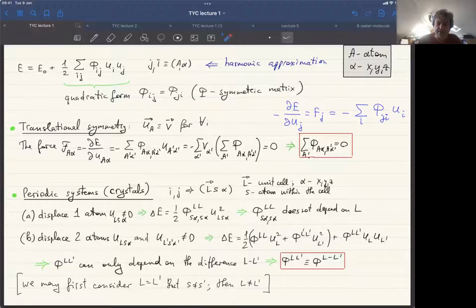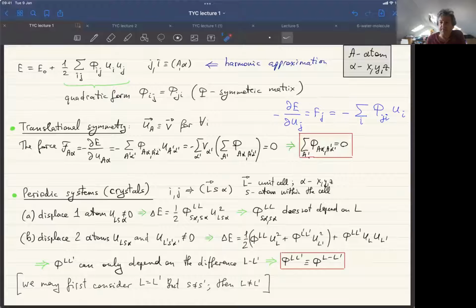Normally, if you apply some particular microscopic model to calculate this phi, you have these conditions satisfied automatically. And we will consider one such model later on. So these are conditions which are general for any system. If you have a system which possesses periodic symmetry, like crystals, then you have additional conditions.